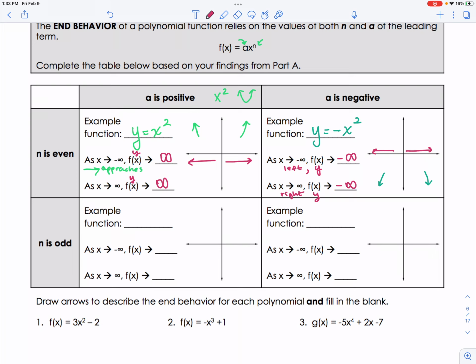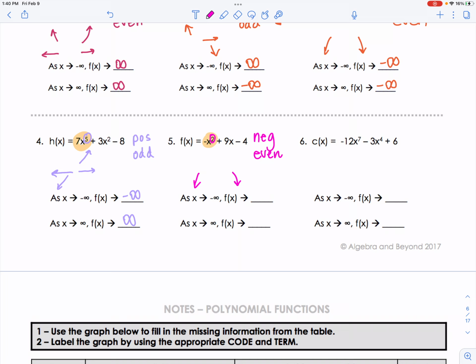Number 5, we have a negative x squared. So we have a negative coefficient. And since we're squared, we have an even degree. So because it's even, we know we're going to be going in the same direction. And because it's negative, they're both going to be going down. So as x approaches negative infinity, so as we go to the left, my graph goes down to negative infinity. And as my graph goes right, we also go down to negative infinity.